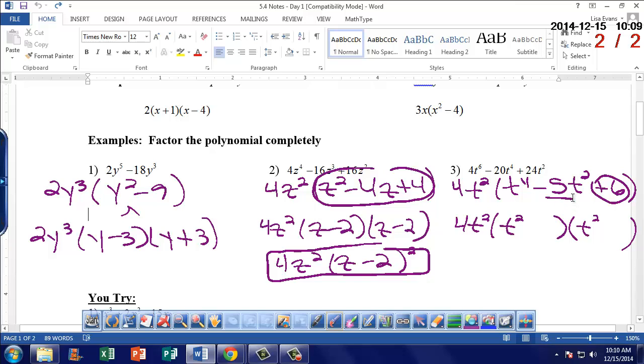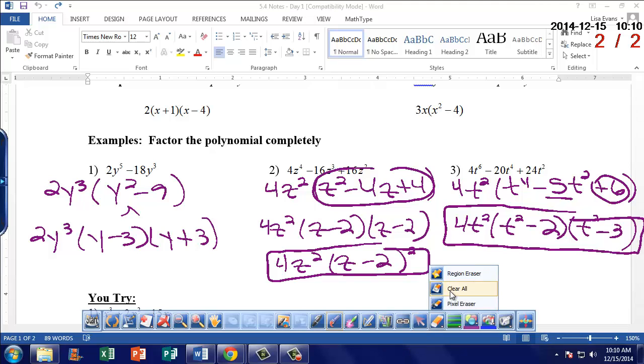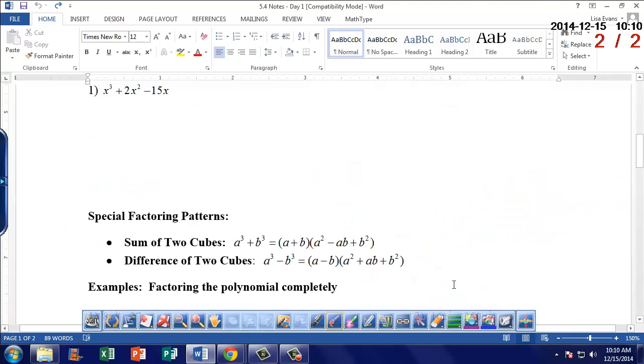So it's really not any different than what we've been doing. It's just that you're doubling the exponent. So what multiplies to give us positive 6 and adds to give us negative 5 will be negative 2 and negative 3. We want to make sure these cannot be factored further, and they are not perfect squares, so we're done. Okay? You can go ahead and pause the video and try the you try on your own.